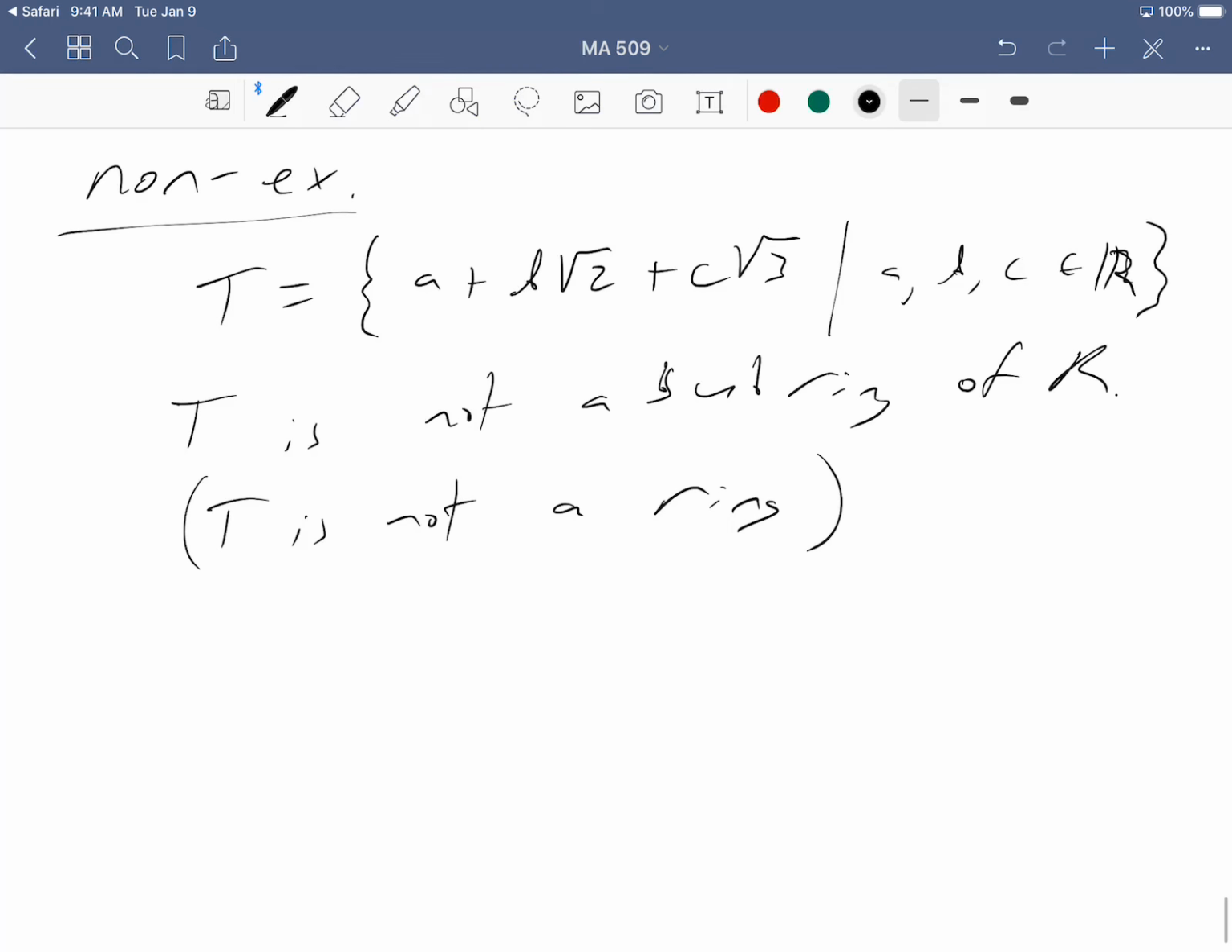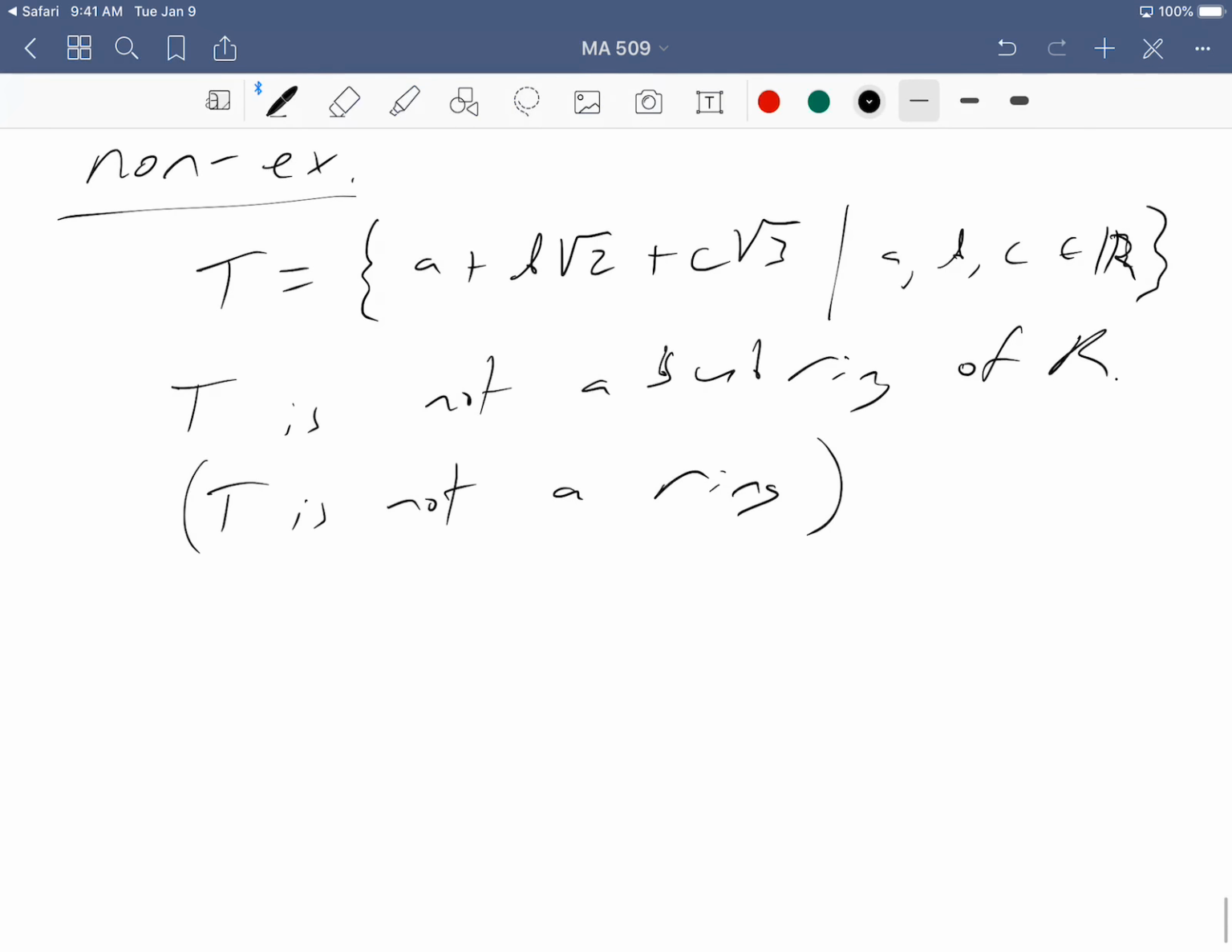So if I add 2 things of this form, if I have an a plus b root 2 plus c root 3, and I add it to another one, a d plus e root 2 plus f root 3, I can combine like terms and that sum's going to be fine. I know that 1 is in here. I can choose a to be 1 and b and c to be 0. I also have additive inverses. I can just negate a and b and c and I have an additive inverse of any element I want. It's the closed under multiplication that's a problem.